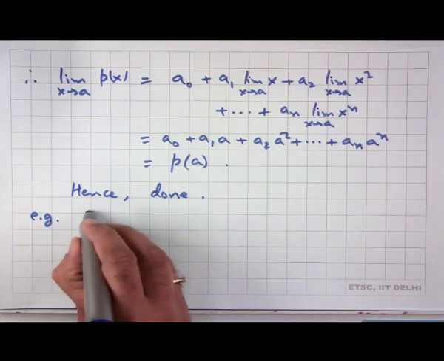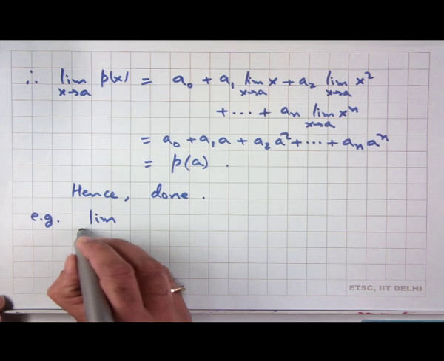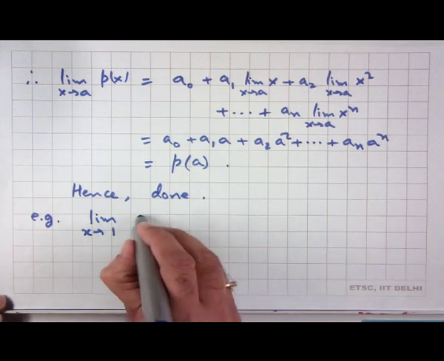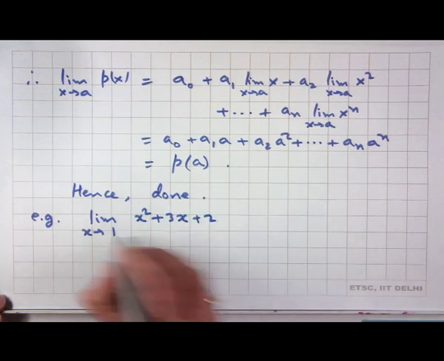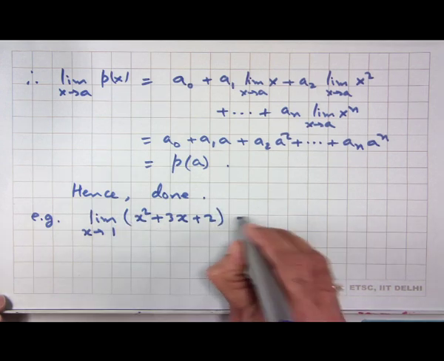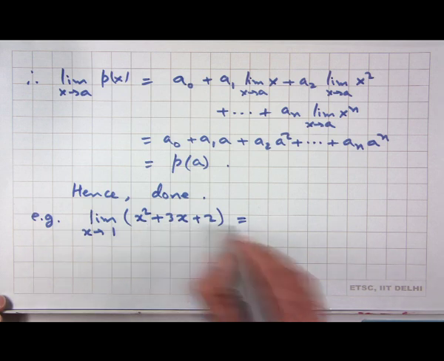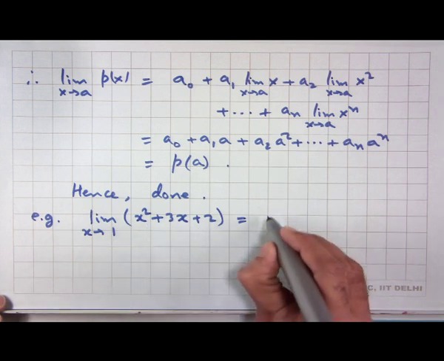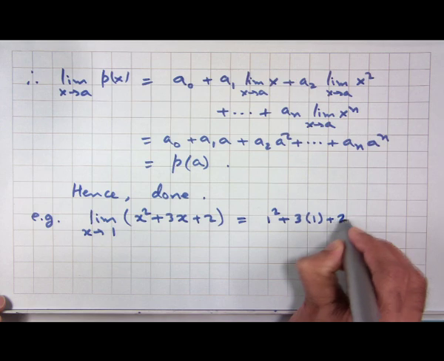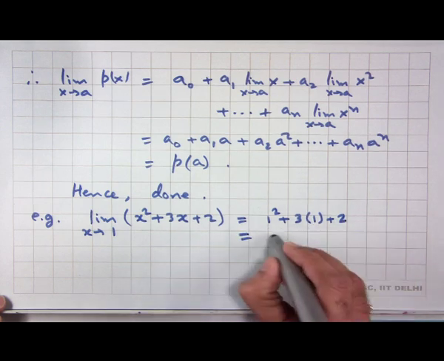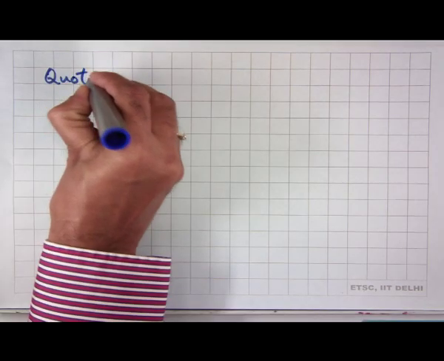For example, if we want the limit as x going to 1 of x square plus 3 x plus 2, then you can just write this as the value of the polynomial at 1. So, that is 1 square plus 3 times 1 plus 2, which is 1 plus 3 plus 2, which is 6. Right. Next rule is about the quotient of two functions.